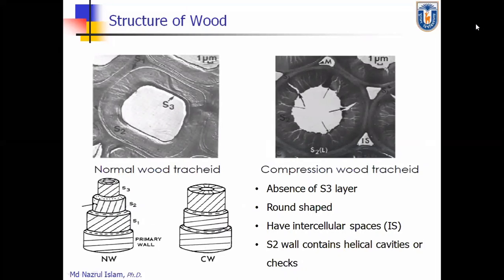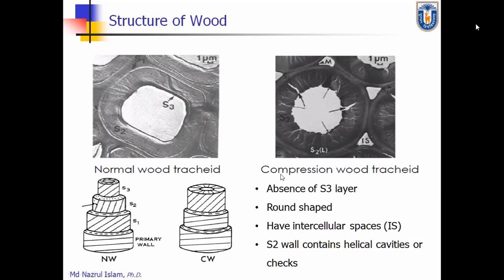And if we see the compression wood, you will see there is no gelatinous layer. The S2 layer contains the helical cavities or checks. In case of the S2 layer, you will see there is some breakage. So there are some cracks in the S2 layer.